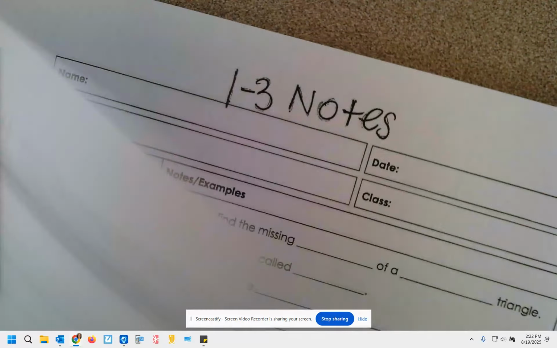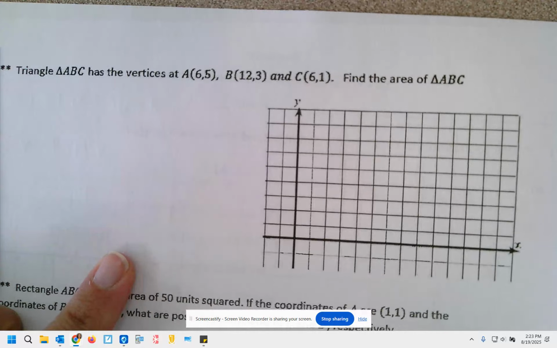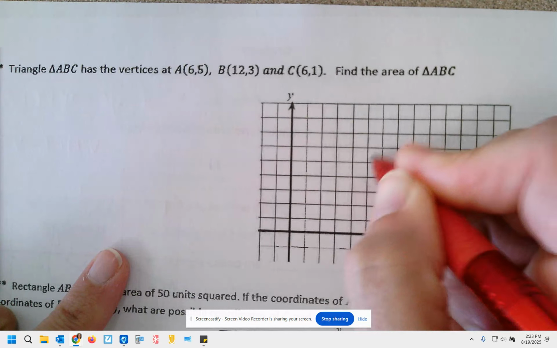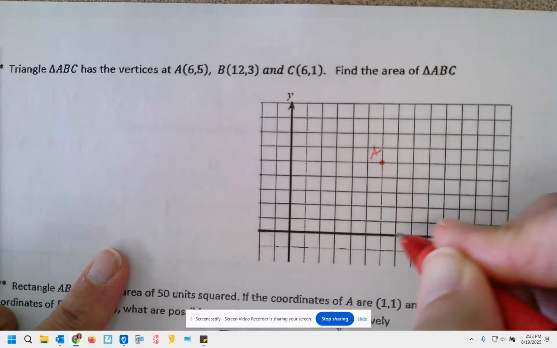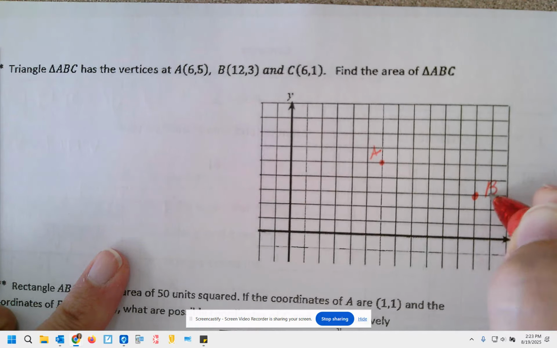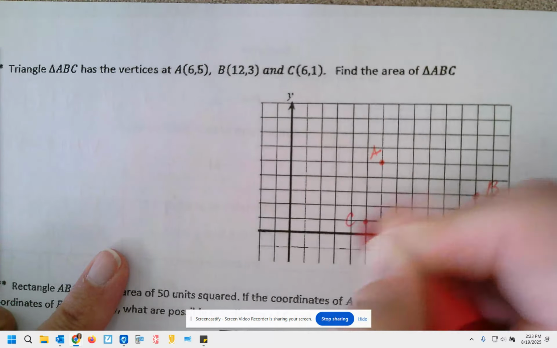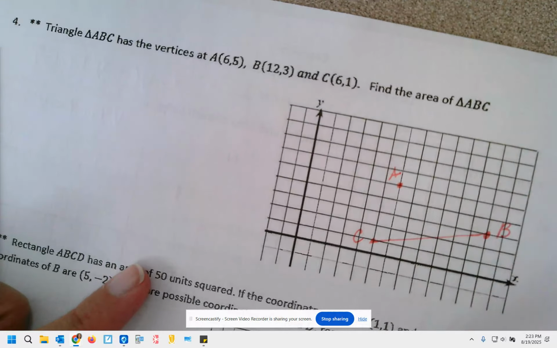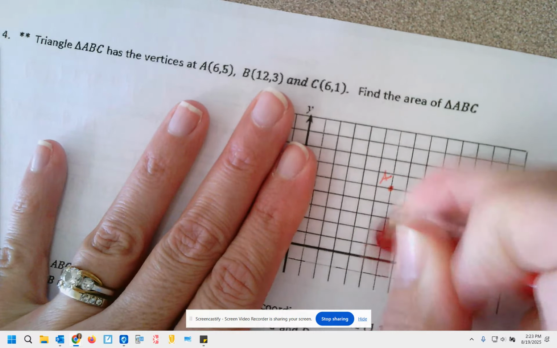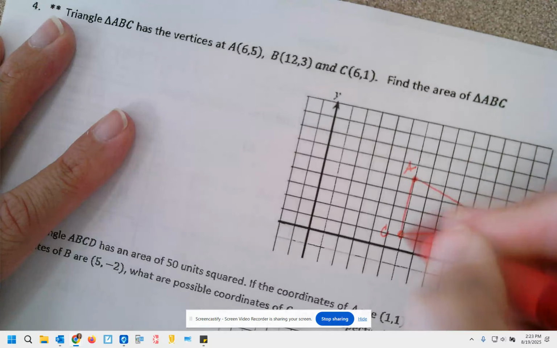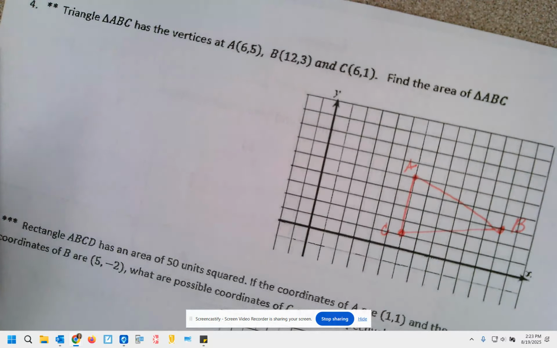And then the last problem I'm going to run through is number 4 on the back side. It says triangle ABC has vertices at 6, 5. So that's point A. Point B is at 12, 3. And point C is at 6, 1. So here's my triangle. Oops, I didn't put C in the right spot. Hang on 1 second. There it is. Okay, so we're supposed to be finding the area.